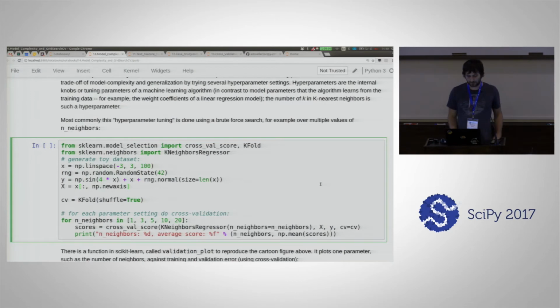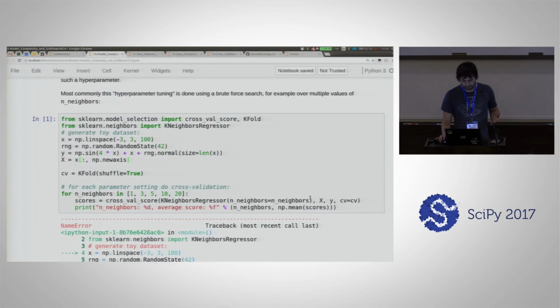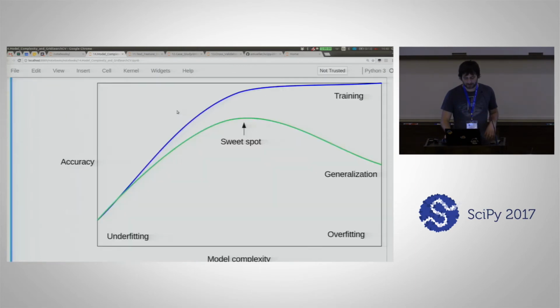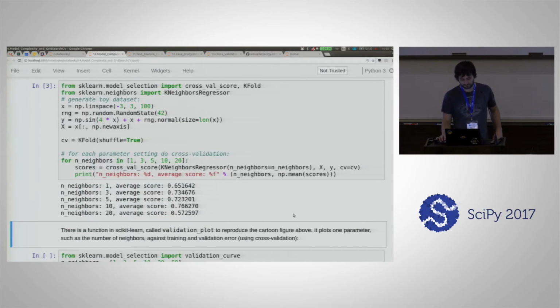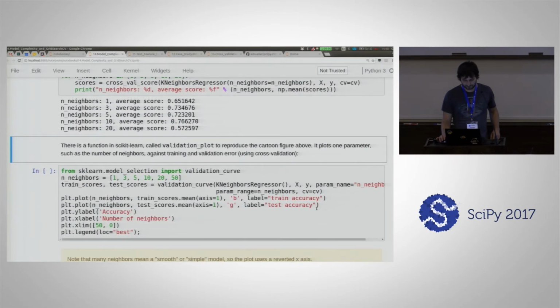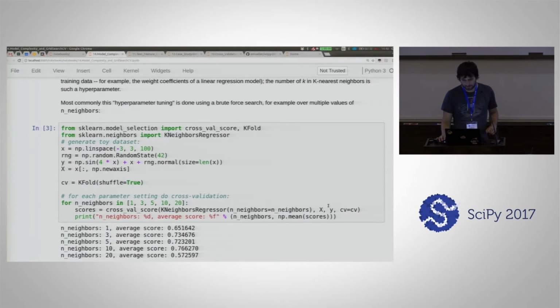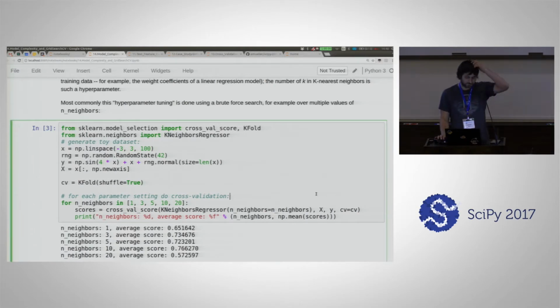So here we're doing the thing. I'm running this toy data set with the sine wave again. Didn't I want to plot it? I thought I plotted it. Well, okay.